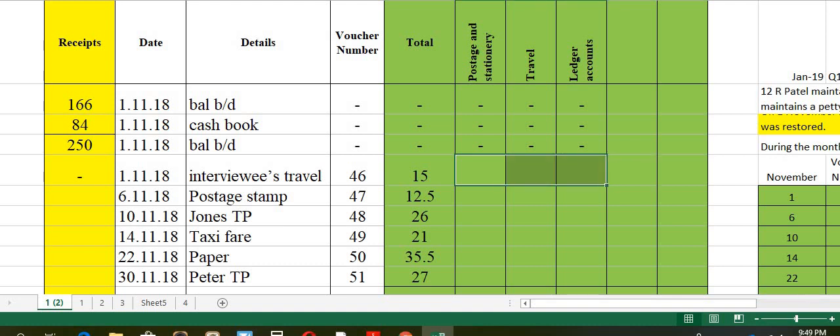So the first one, interviewee's travel, goes under travel, whereas postage stamp goes under the category of postage. Jones TP goes in the ledger account. Now you have to be careful here. If you get any trade payable with a name, you enter that under the ledger accounts column. Taxi fare goes under travel, whereas paper goes under postage. And here again you get a name, a trade payable, goes under ledger account.